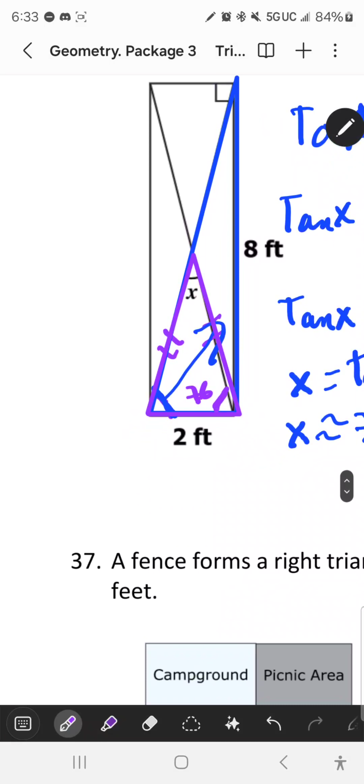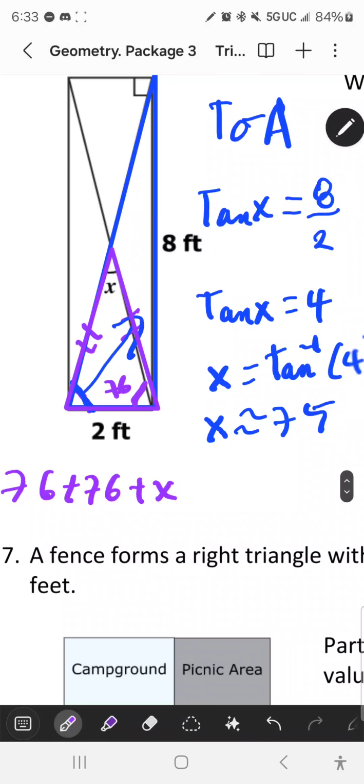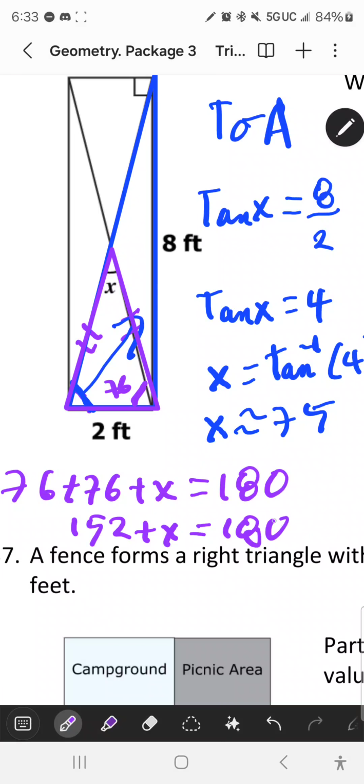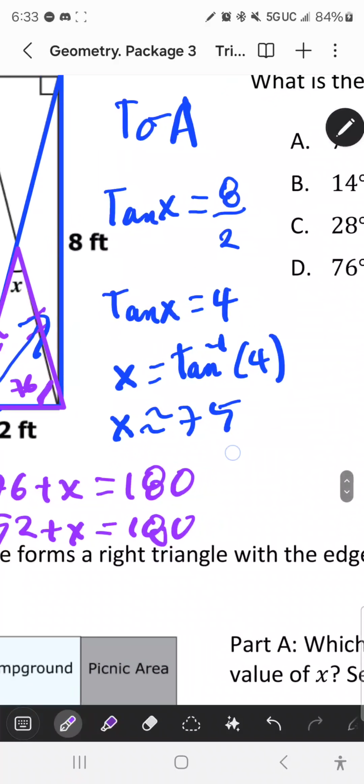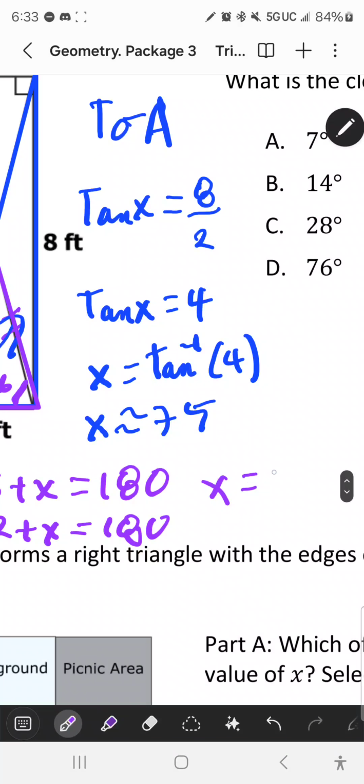Now, we know that the sum of the angles inside a triangle is 180, so I will say 76 plus 76 plus x, that's the angle we don't know, is 180 degrees. So 76 plus 76 is 152, plus x equals 180. And now I subtract 152 from both sides, and I get that x equals 28.